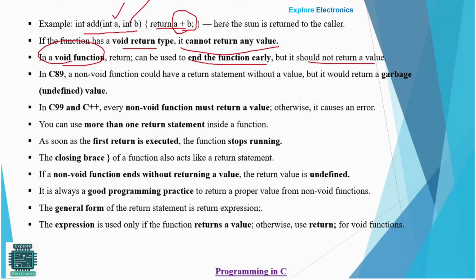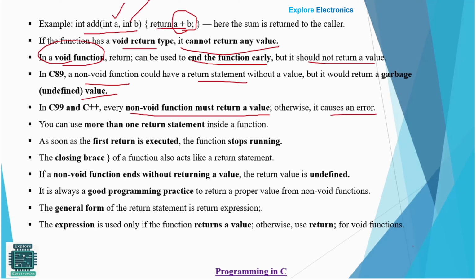In the C89 version, a non-void function could have a return statement without a value, but it would return a garbage value, which is undefined. In C99 and C++, every non-void function must return a value, otherwise it causes an error.